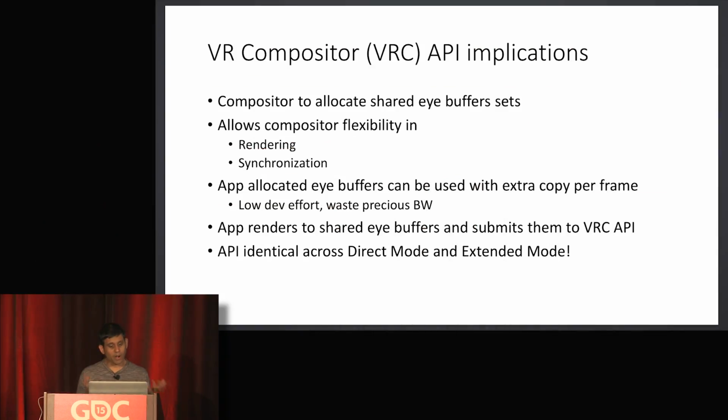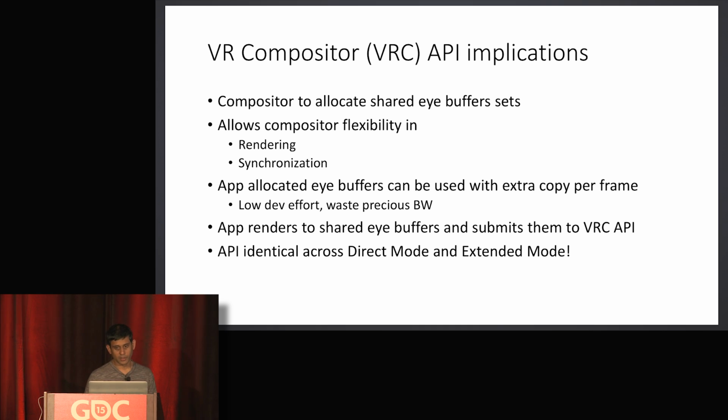The app could allocate its own eye buffers, but then we'll have to copy it into our shared eye buffer sets. While this may make it easier to port to our compositor architecture, it does waste precious bandwidth, so it's probably not the recommended approach. So anyway, the model is the app just renders to our eye buffers and submits to the VR API. The other good side effect of this design is that our APIs are pretty identical across direct mode and extended mode.